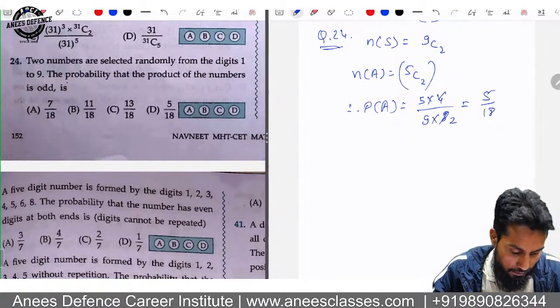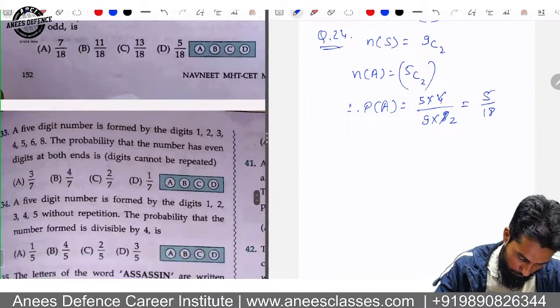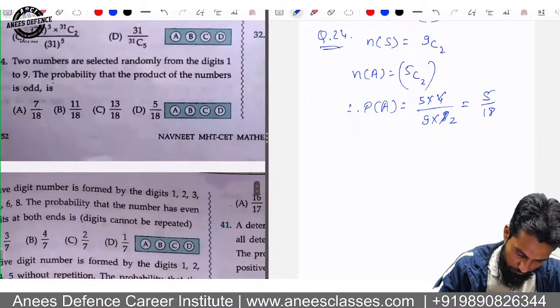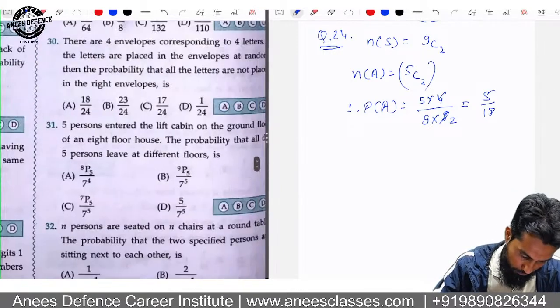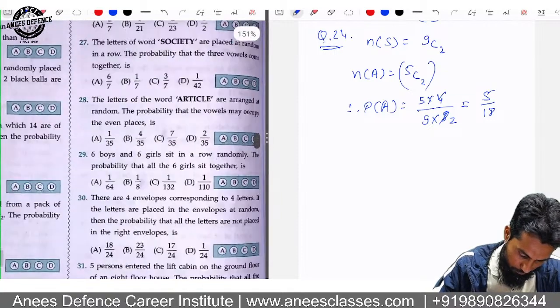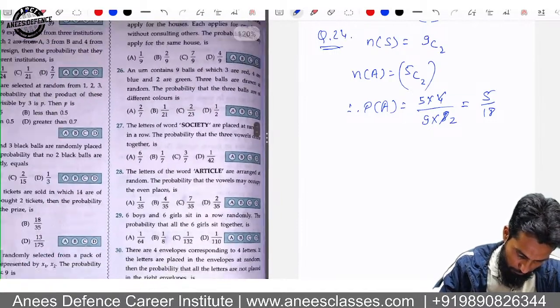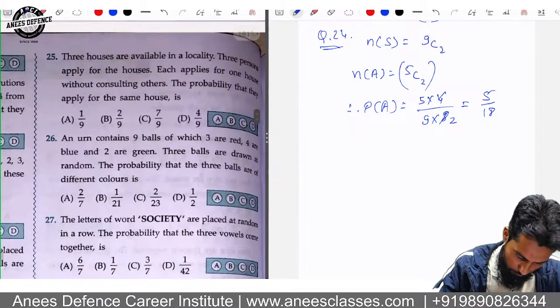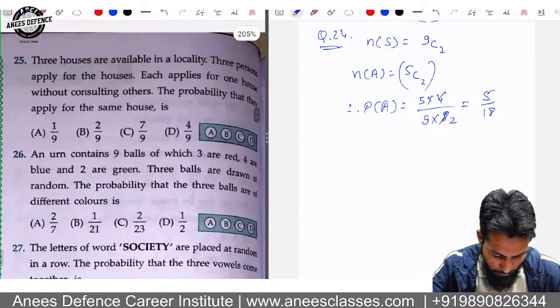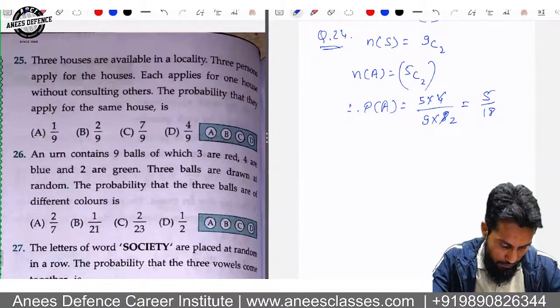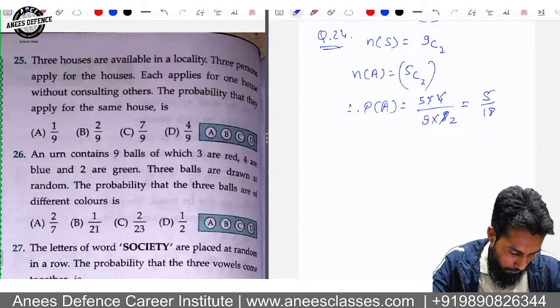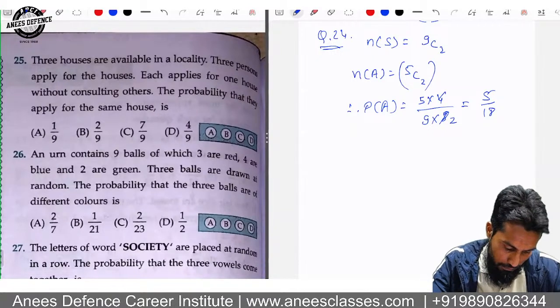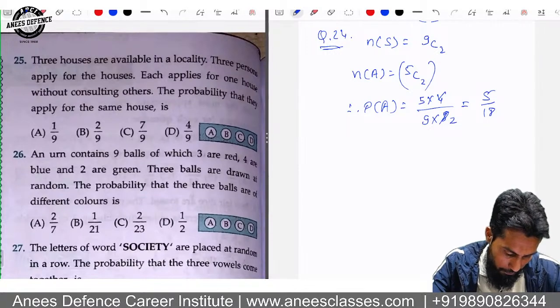Now, see next. After 24, 25. See question number 25. Three houses are available in a locality. Three persons apply for the houses. Each applies for one house without consulting others. The probability that they apply for the same house is what?